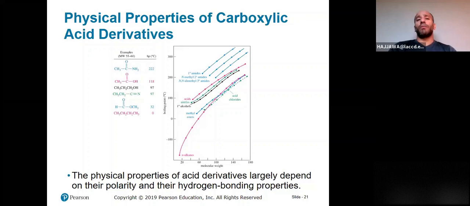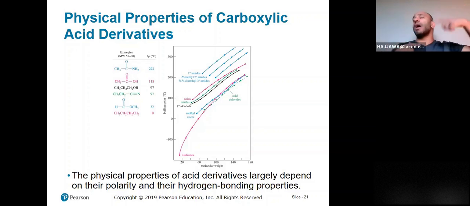Physical properties of carboxylic acid derivatives. Usually, the trend will always depend on the strength of the intermolecular forces formed within these acid derivatives. The amide, especially the primary amide, was found to be the highest in boiling point or melting point, due to the fact that it has multiple sites to form a hydrogen bond. So if I have a primary amide, I would expect it to be higher in boiling point than the corresponding carboxylic acid, with a comparable number of carbons, obviously.